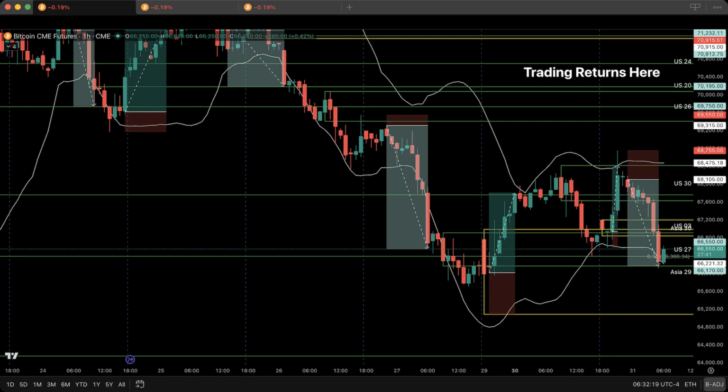Pressure becomes mixed. Downward pressure is still present because of the prior move, but upward attempts begin to form. This creates internal tension, and tension is what builds direction. Most traders misread this phase. They see sideways movement and assume nothing is happening. But this is the most important phase, because this is where the next move is being constructed.